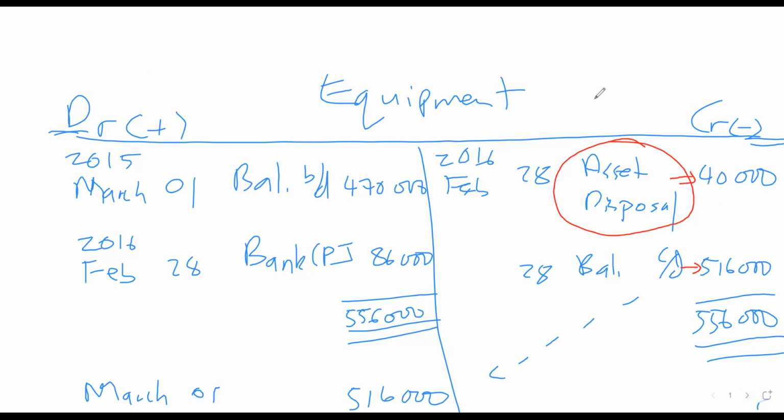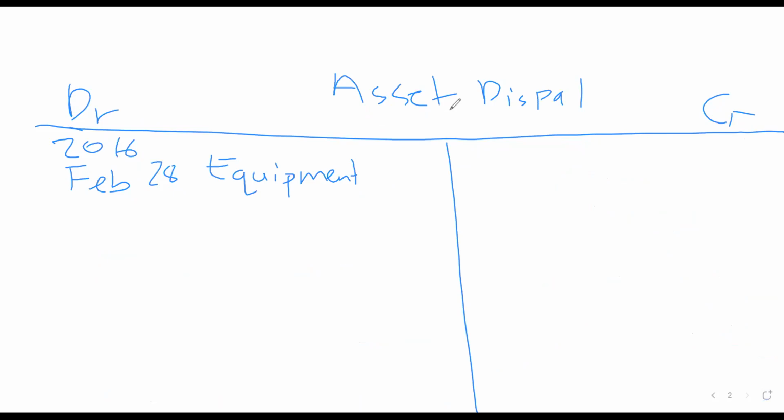The others are still remaining. Does it make sense? Yes, I understand. So what you put in the asset disposal is the cost price of the asset that was sold, which is 40,000. Can you see it now?